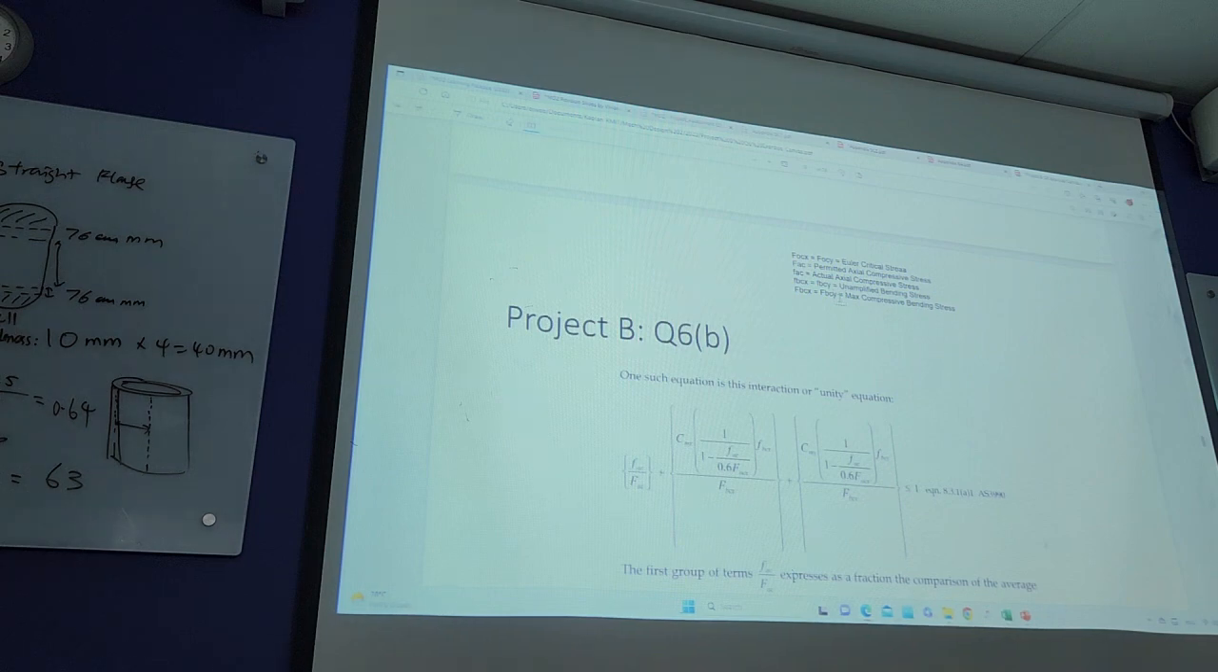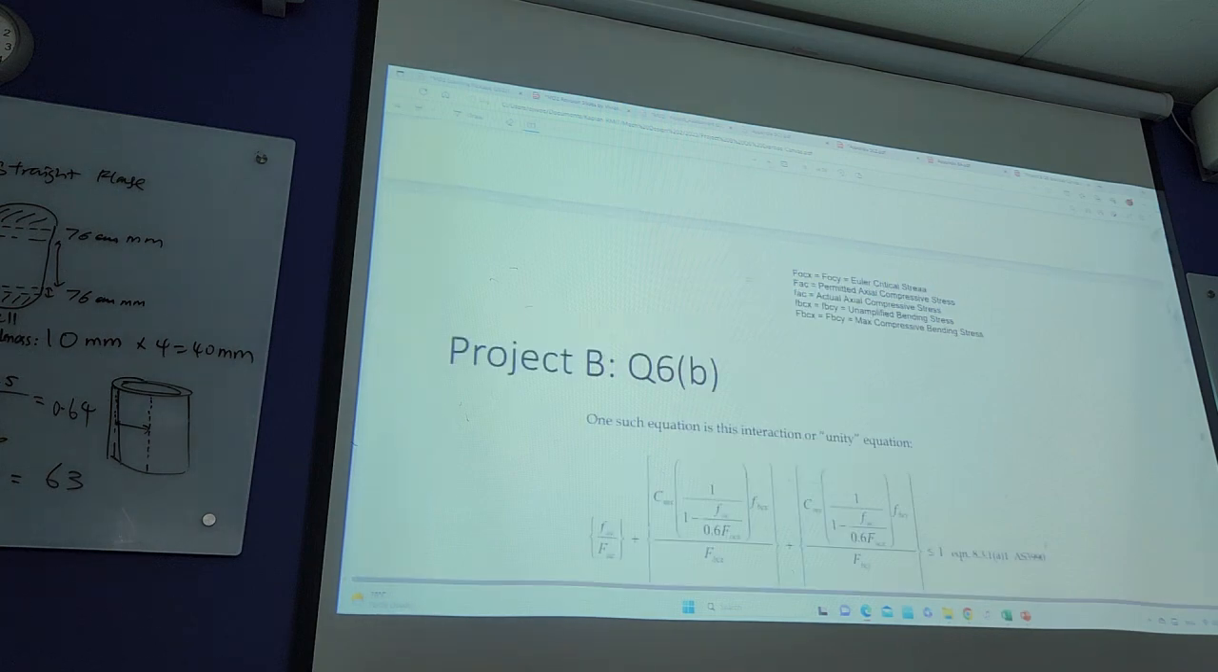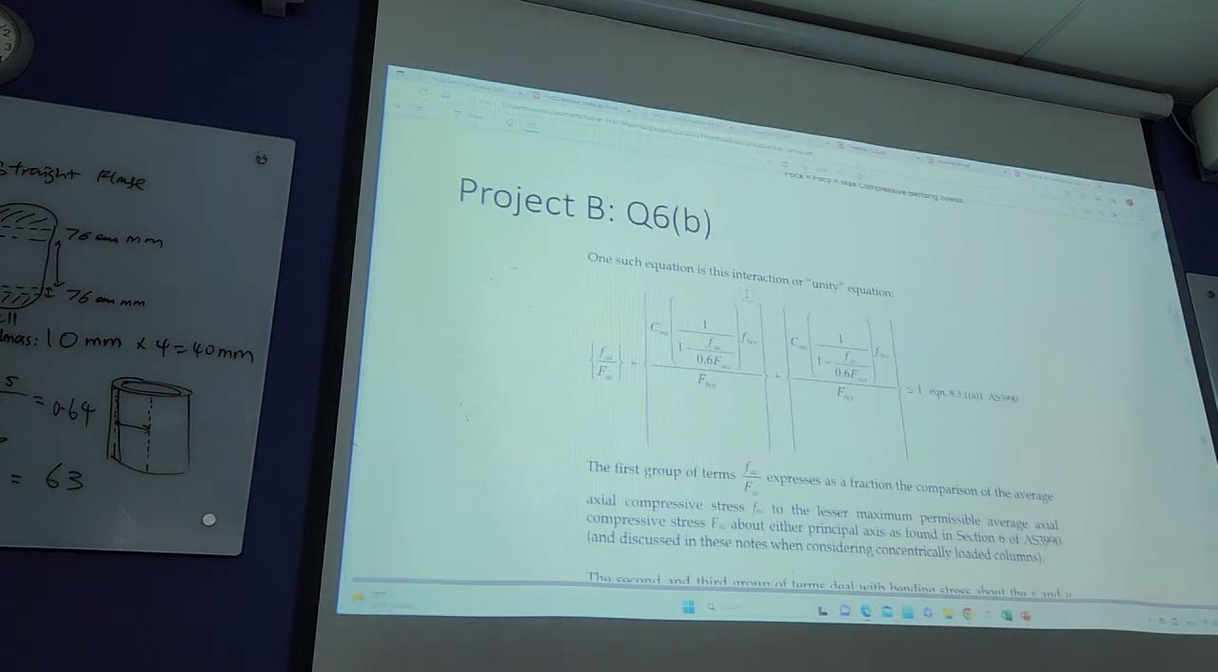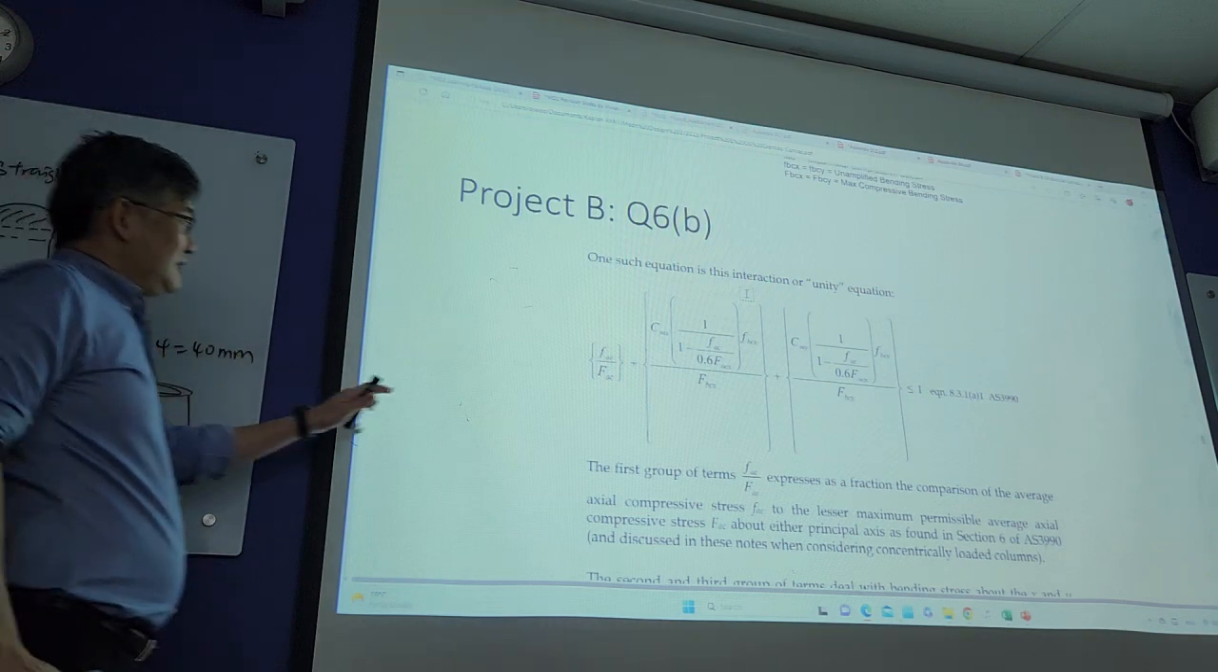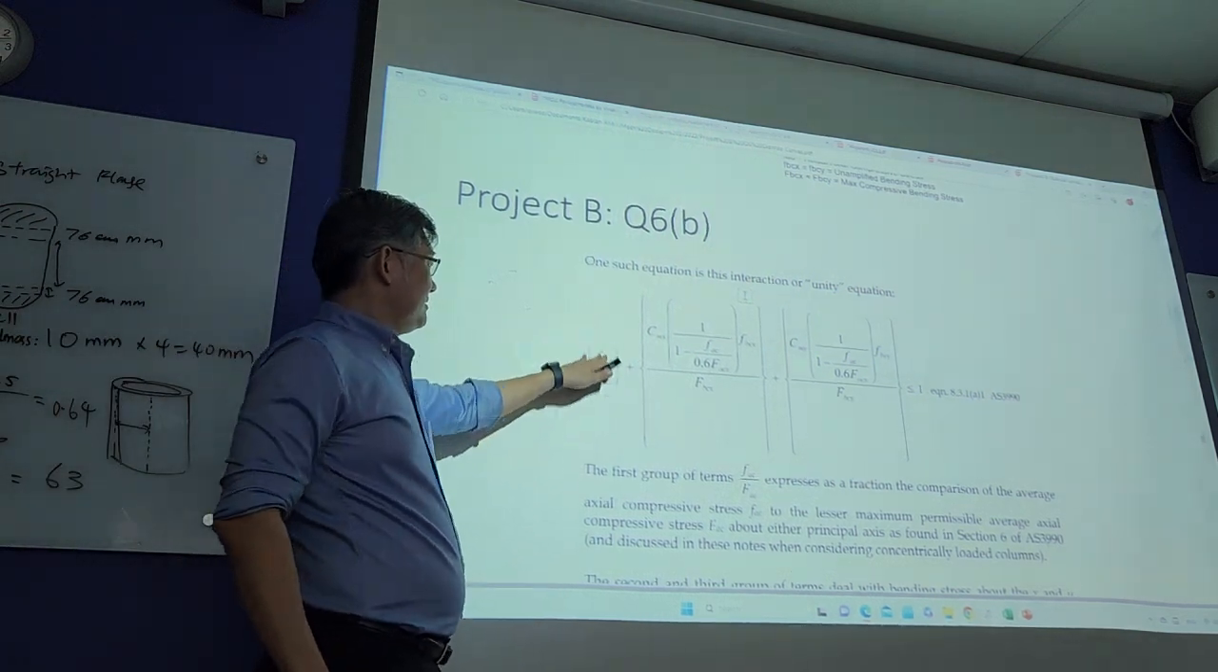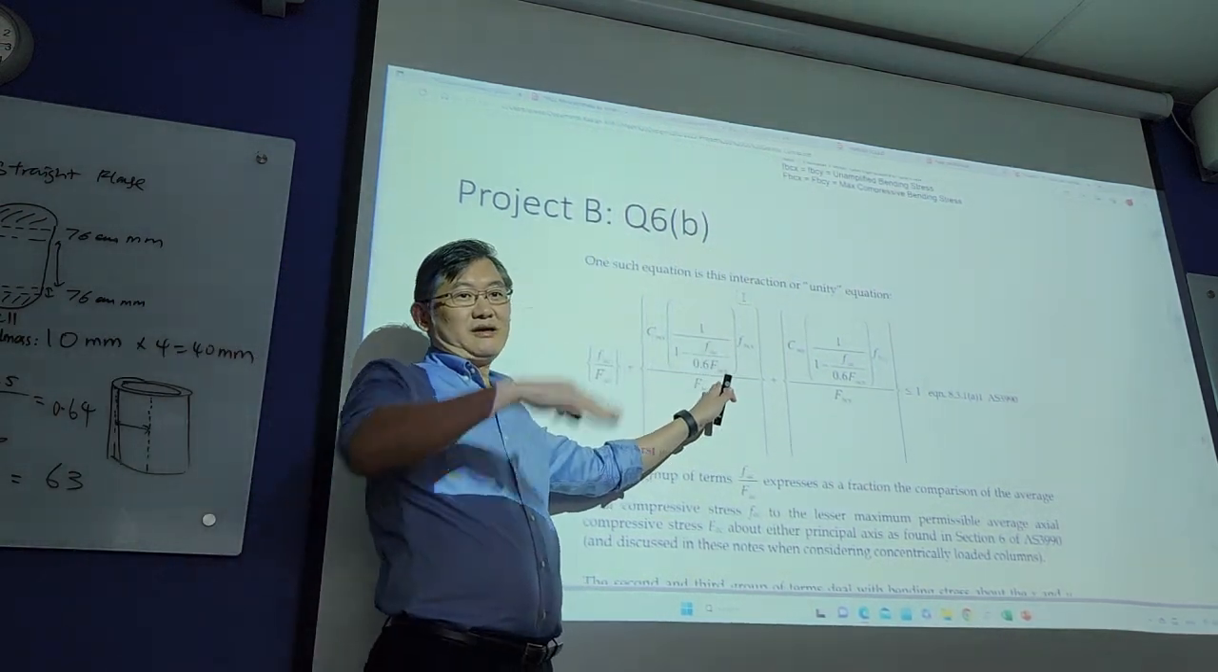Okay, so now we're done with the lug selection. Now we come to project B, question 6 of part B. This is for partner Y. We have to do these questions. This is called the unity equation, referring to our column. We have 3 portions here. This is a compressive stress. This is a bending stress on the x-axis.